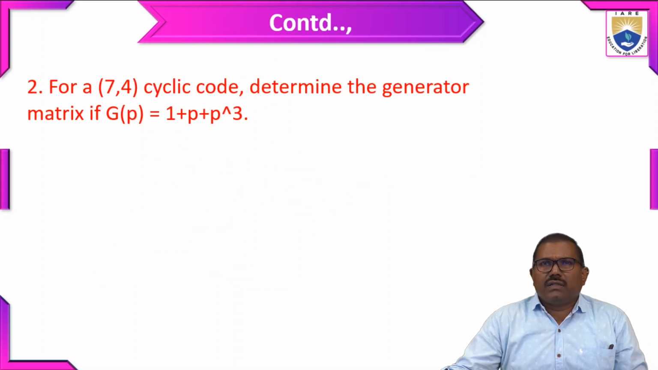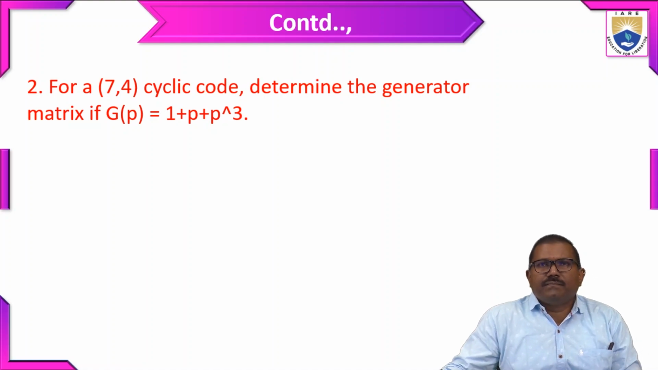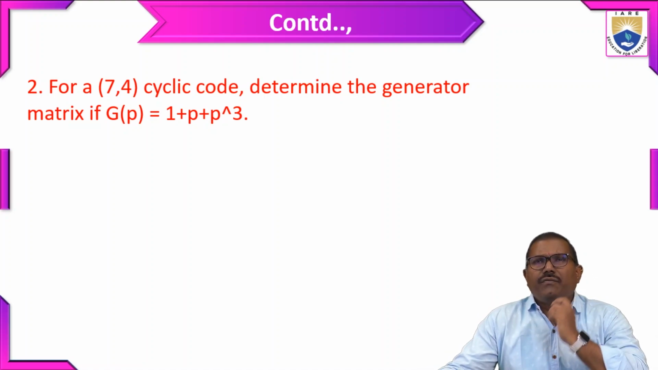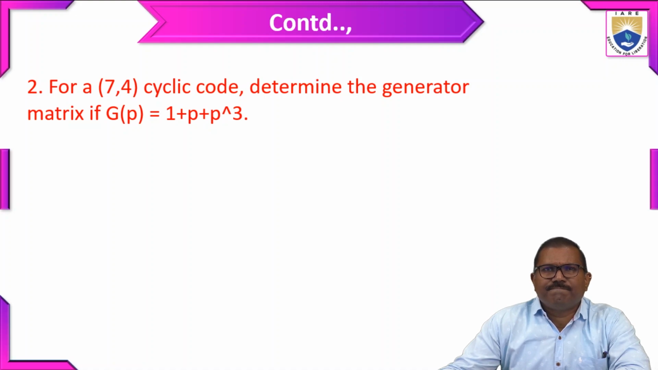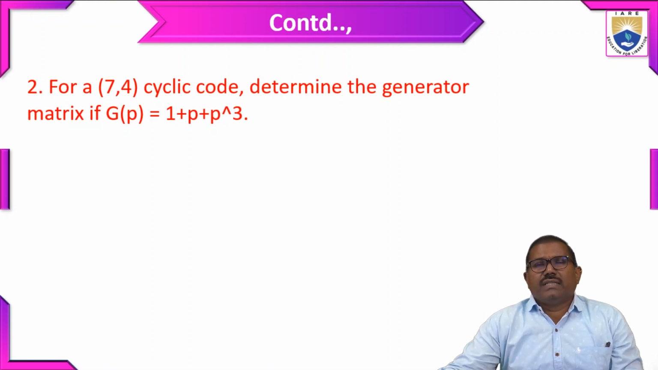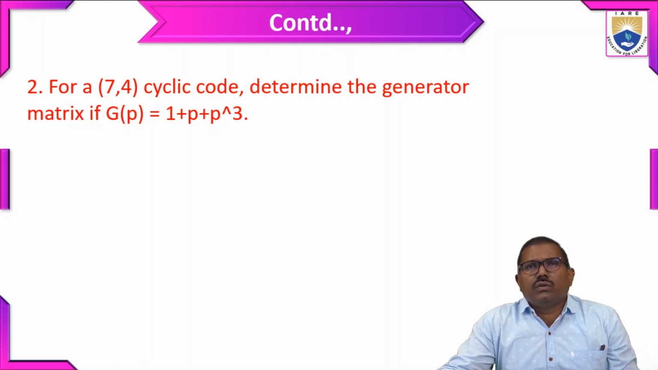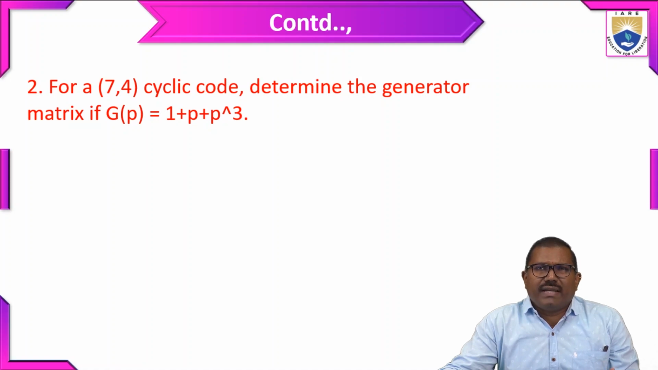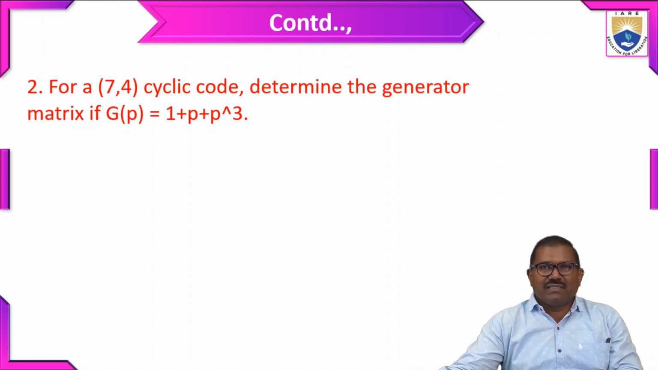Okay, coming to another problem. For a (7,4) cyclic code, determine the generator matrix if G of P is 1 plus P plus P cube. Here they have given a clue: (7,4), so my n size is 7 and my k size is 4. They gave G of P, the generator polynomial, but they ask for the generator matrix.